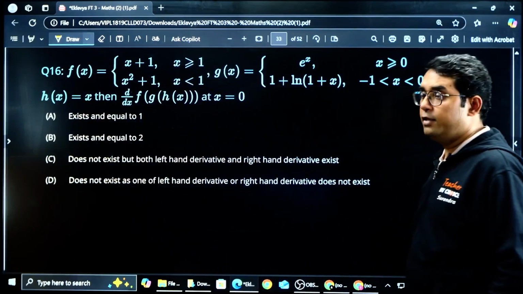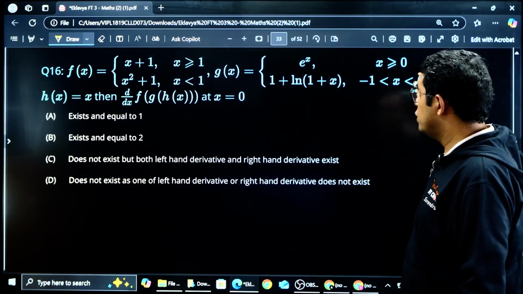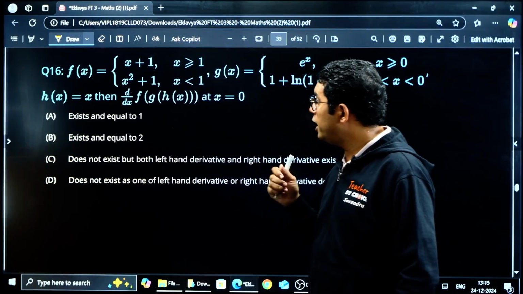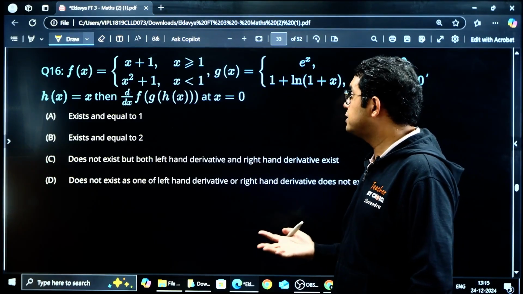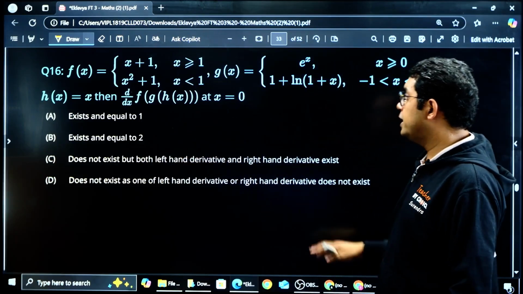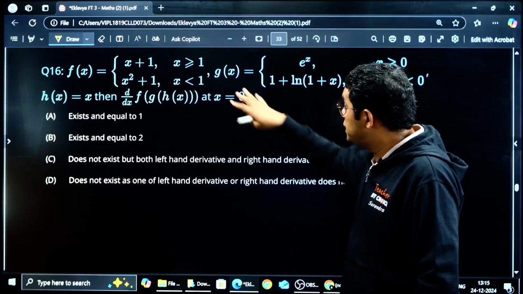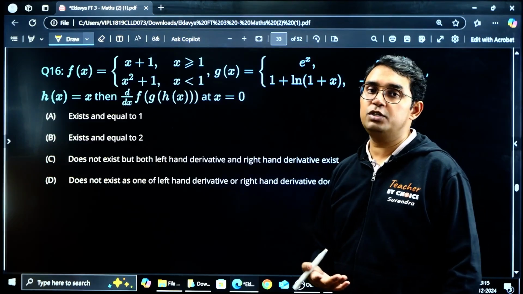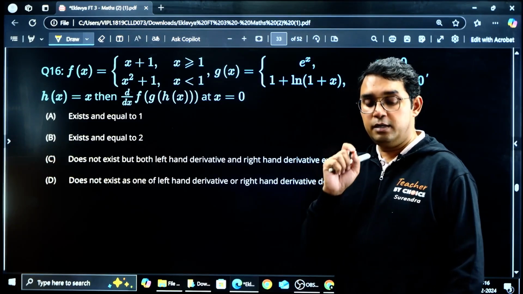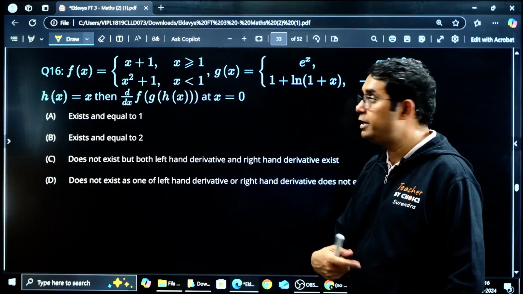In this question we are given f(x) equal to x plus 1, x square plus 1 for 2 different ranges, g(x) also in 2 different ranges, and h(x) is equal to x. And d upon dx of f of g of h of x at x equal to 0 we have to find, and we are given whether it is equal to 1 or 2, does not exist, and what is the reason if it does not exist. If this kind of functions are given, direct differentiation should be avoided. We should go with the first principle rule, that is differentiation by first principle, where we take the limit of differentiability like that.